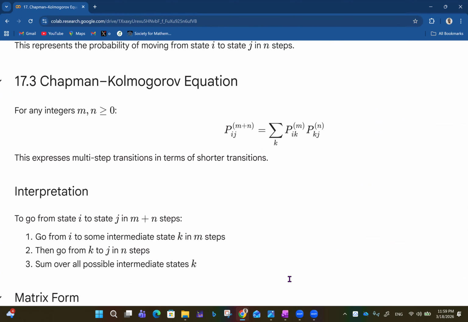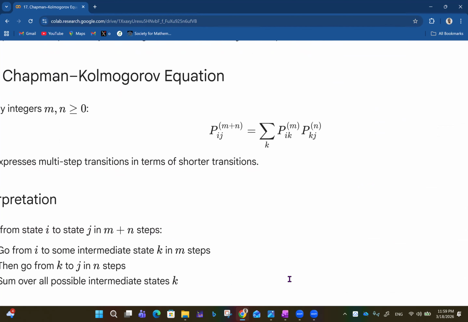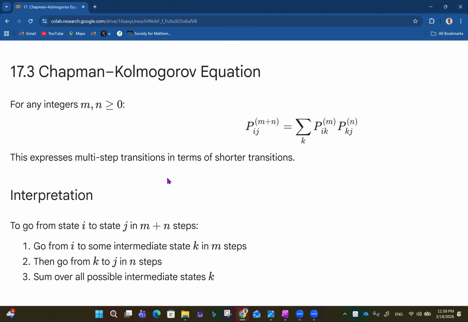Talking about the Chapman-Kolmogorov equation, we say that for any integers m and n greater than or equal to 0, Pij of m plus n is the summation over k of Pik in m steps, the probability of moving from i to k in m steps, multiplied by the probability of moving from k to j in n steps.